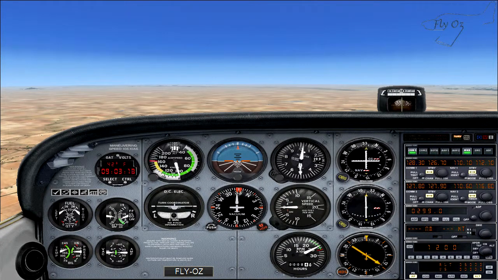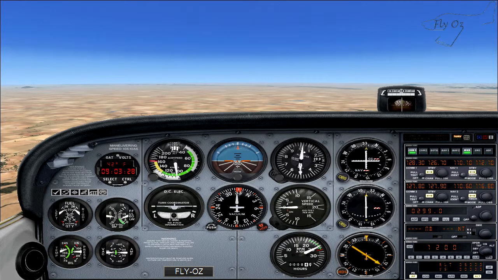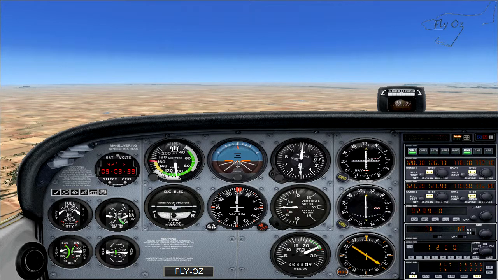In this presentation, we are going to look at stalling the aircraft at various angles of bank. In our first demonstration, we're going to stall the aircraft in the normal clean configuration with nil power. Okay, we're going to begin the demonstration.